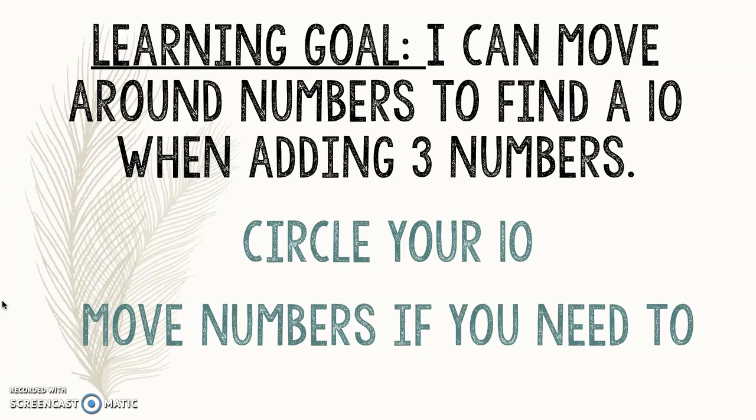All right, our learning goal for today is: I can move around numbers to find a 10 when adding three numbers. You want to make sure that you circle your 10. Sometimes that means circling them in one big lumpy picture. Sometimes it means circling them as the two parts and just making sure that you know that that's going to make your whole 10. Then, if you need to, you move those numbers around. Those numbers are working for you. You're the boss of those numbers, so make them do some work. If they need to move around in the number sentence so that the 10 parts are closer, then you go ahead and move them. Don't be afraid to change.